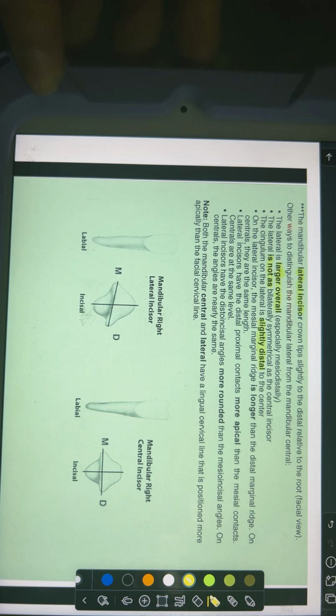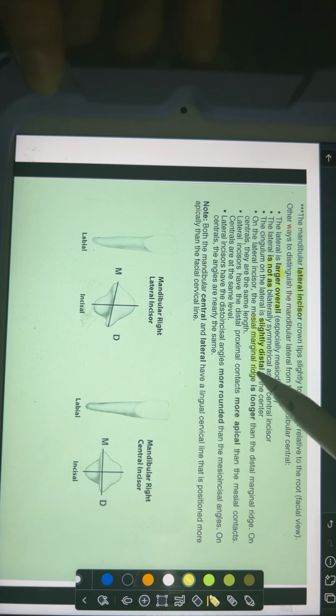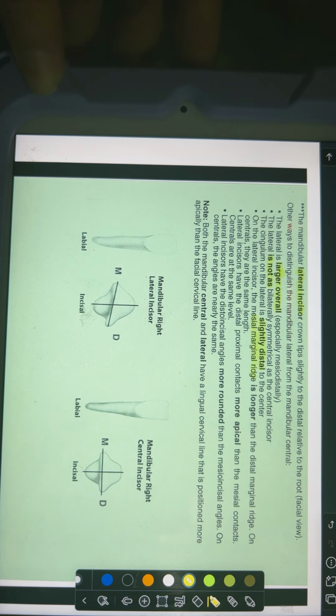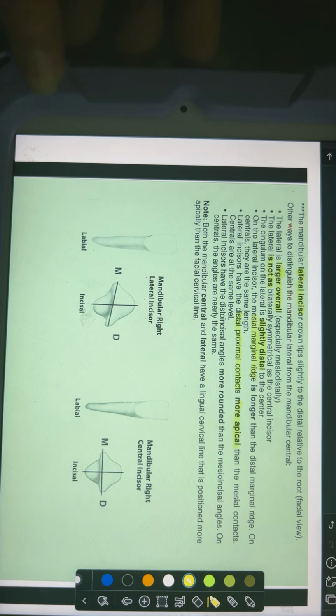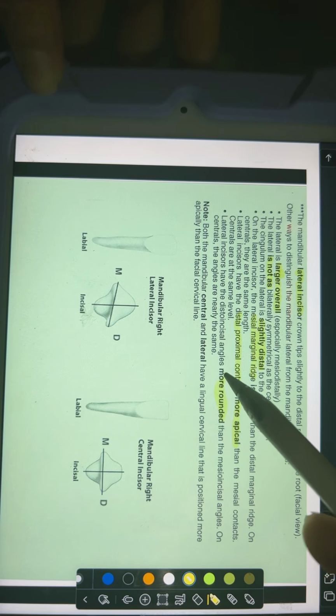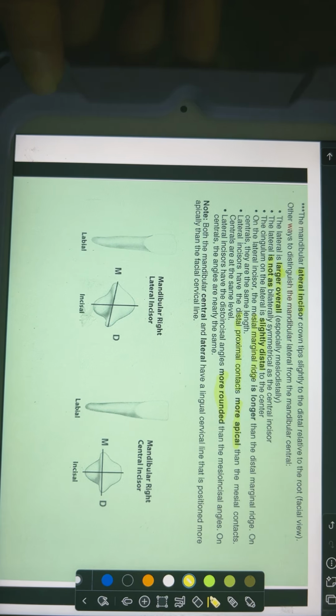And on the lateral incisor, the mesial marginal ridge is longer than the distal marginal ridge, whereas in the mandibular central incisor, they both are of the same length. Then the lateral incisor has the distal proximal contact more apical than the mesial contact, and centrals are at the same level. On lateral incisors, the distal incisal angles are more rounded than the mesial incisal angles. On the centrals, the angles are nearly the same.